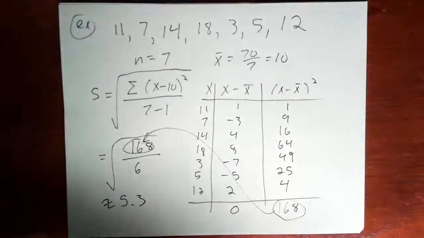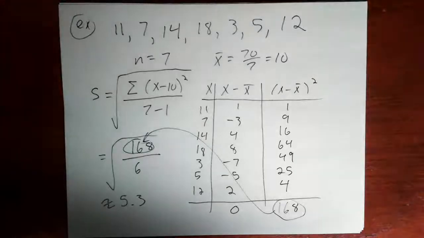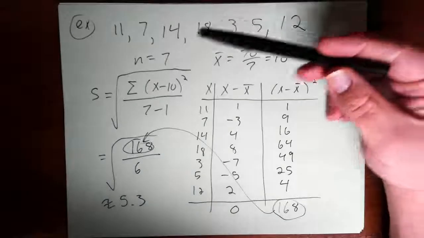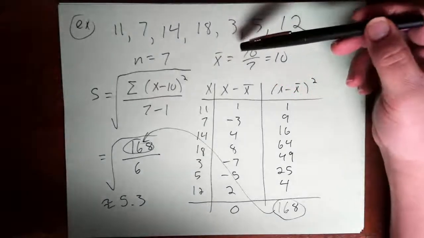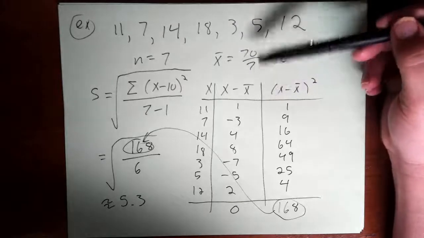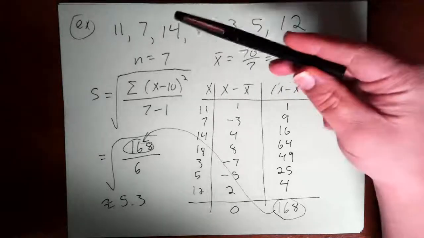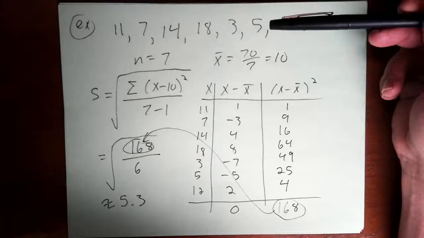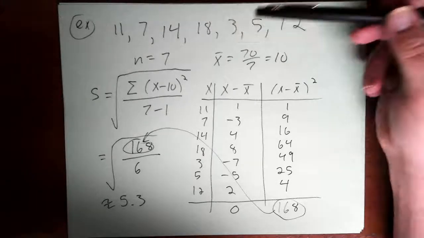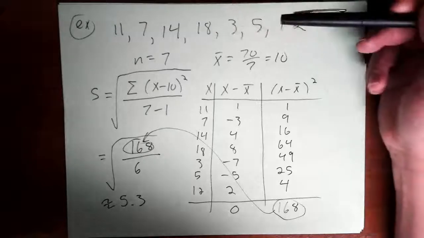In this video, I want to talk about the variance. So when you're doing the homework, it'll actually ask you to calculate the range, the variance, and the standard deviation. So the range is just the maximum value minus the minimum value. Like in this case, I think it would be 18 minus 3, so the range would be 15.